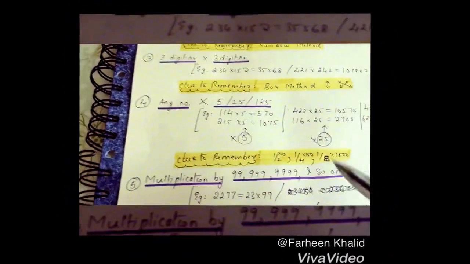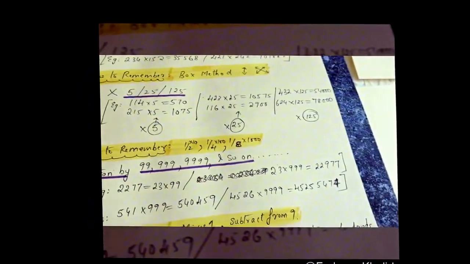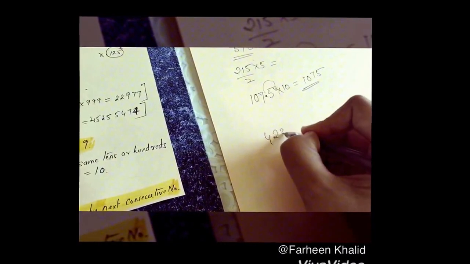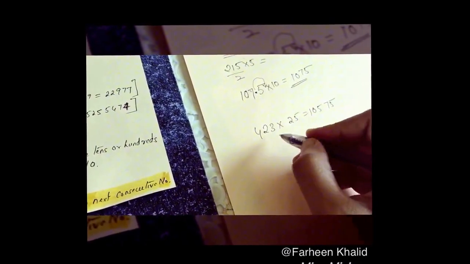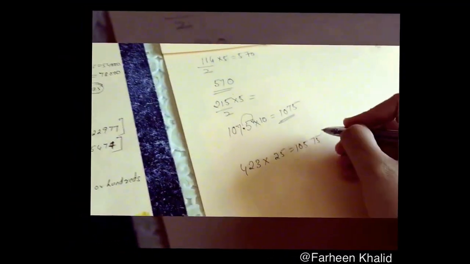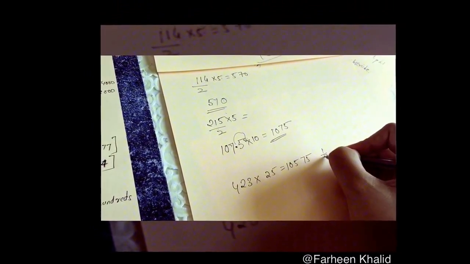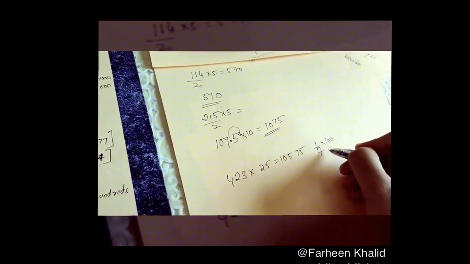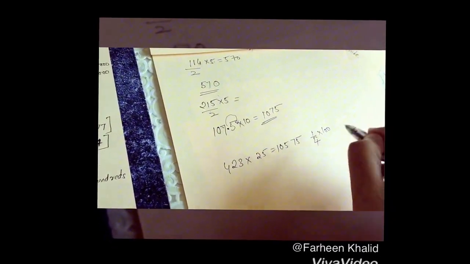Okay, so now let's do the same thing with 25. It's almost the same. Let's do it. So it's 423 times 25, which is 10575. Let's see how we do that. Okay, so basically what is 25? 25 is 1 divided by 4 times 100. Okay, so 100 divided by 4 is basically 25, right? So that's what we are going to do here.